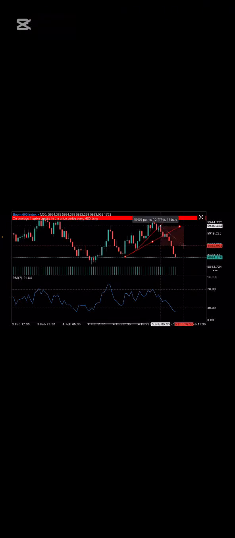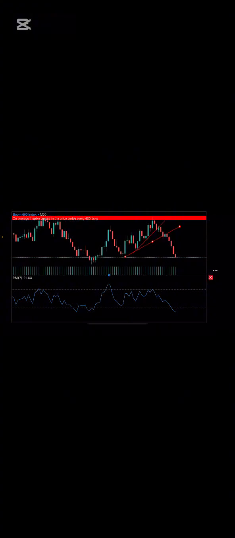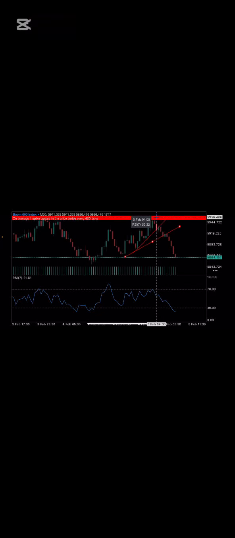Now, if we go to the other chart, the first thing you need to even understand, and I think as traders we already know how to do that, is to find a good resistance or support zone. Sometimes the resistance or support zone could be trend lines, right? It could be anything, resistance or support.